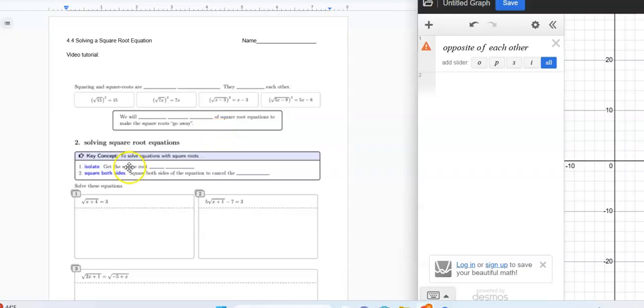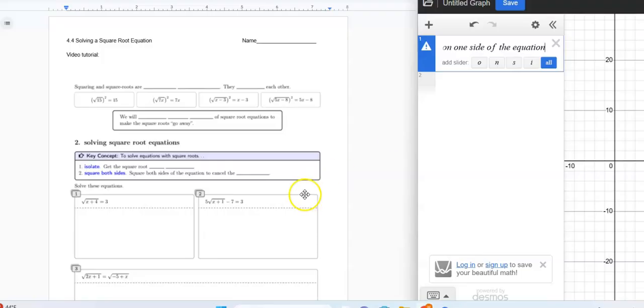So we're going to isolate. We're going to get the square root by itself. That's one thing you have to do: make the square root be by itself on one side of the equation. It can be on both sides, but as long as on one side of the equation there is just a root. It'll make more sense once we actually do this. And you square both sides to cancel out the square root. That's what number 2 is.